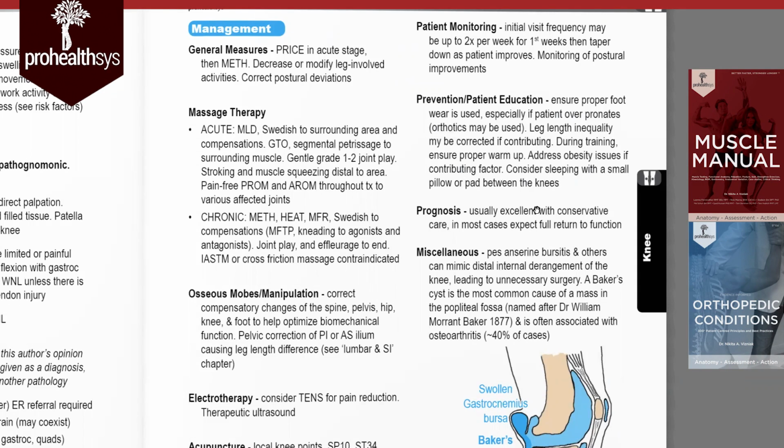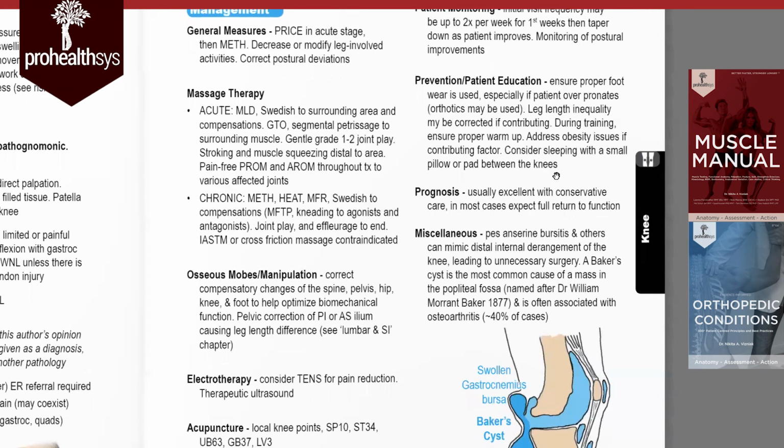Consider sleeping with a small pillow between your knees. Absolutely, that is huge. And prognosis: usually excellent with conservative care. Most people should expect a full return to activity.